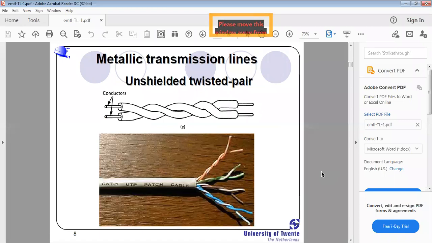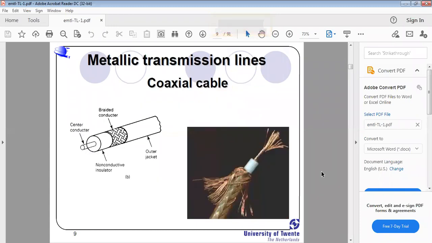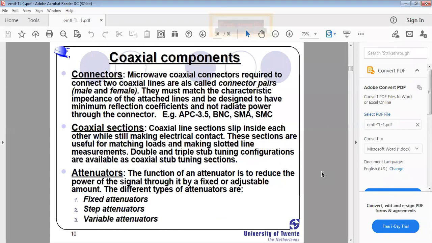This is the twisted pair. See here, two wires are twisted like this. This is called a twisted pair transmission line, and this is the coaxial cable. These are the coaxial components, and the connectors are what connect two coaxial cables to each other. Coaxial terminating sections are also there. These are the coaxial sections.